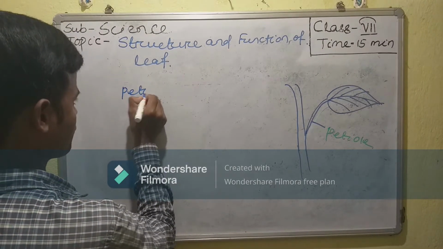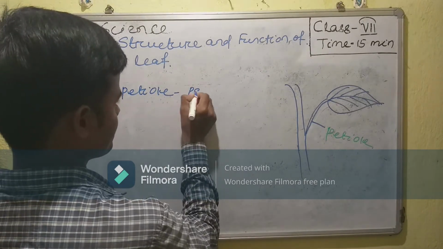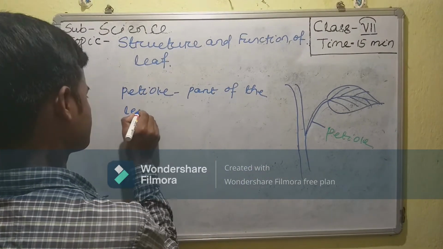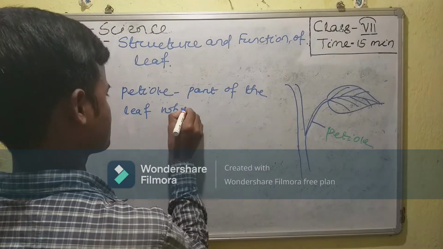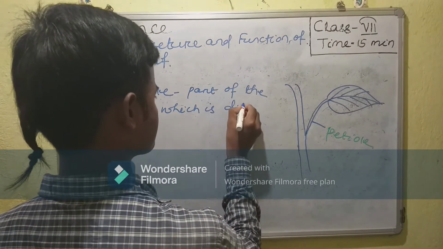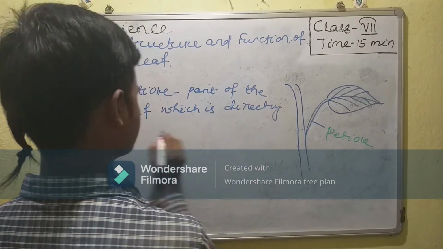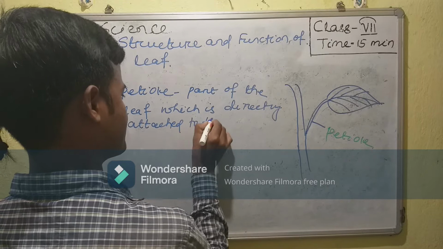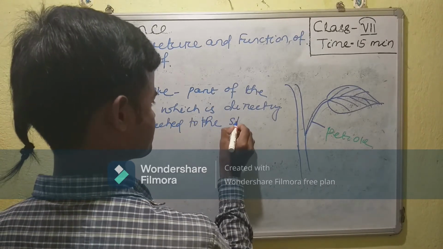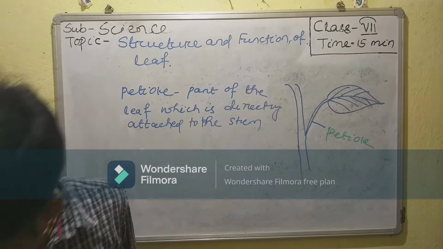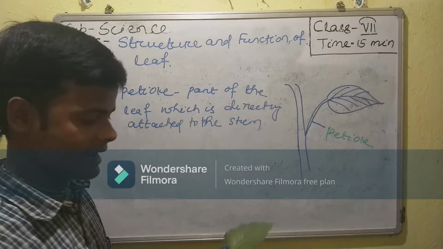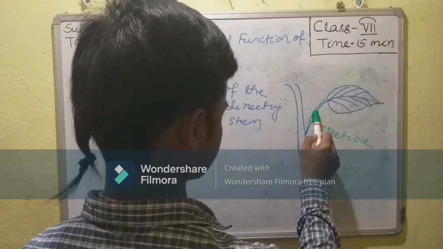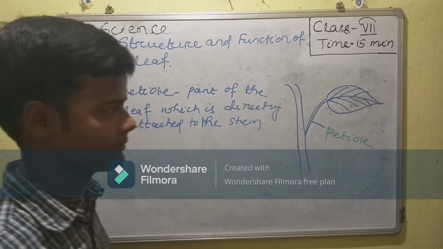First part is petiole, the part of the leaf which is directly attached to the stem, right? The part of the leaf which is directly attached to the stem, this is known as petiole. This petiole is directly attached to the stem, right?